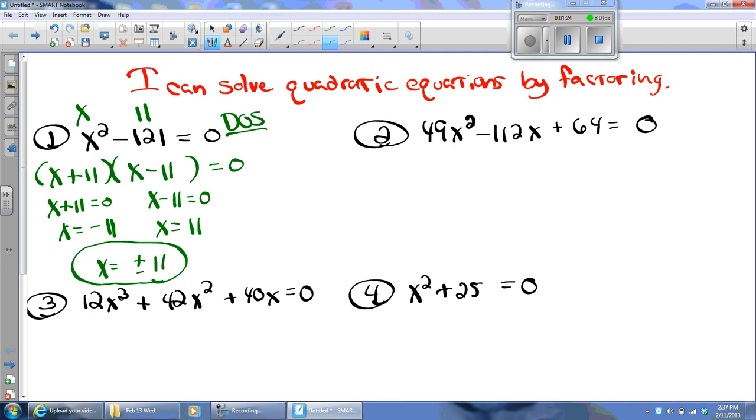Okay, if I put 11 in for x, square it, subtract 121, I get 0. If I put negative 11 in for x, I square it, subtract 121, I get 0. Well, let's see number 2 here.